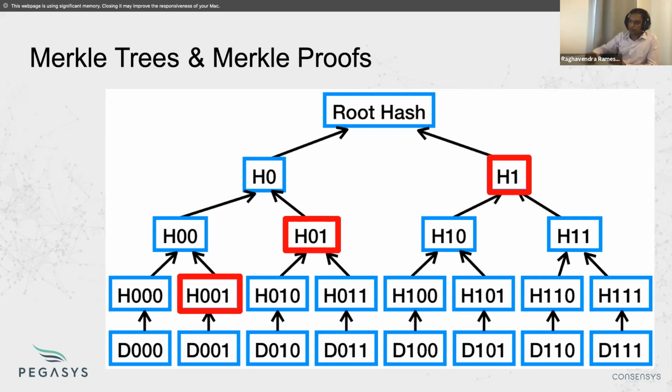The proof would entail these hashes. So the recipient can get my information, that is D000, and compute its hash H000, and I would give the proof, which is the red boxes, H001, and he can compute H00 from it. And taking H01 from my proof, he can compute H0, and taking again H1 from the Merkle proof that I have provided, the recipient can compute the root hash, and he can match the root hash with a secure place where the root hash is stored. So this is how a communication can be established using Merkle proofs and root hashes.